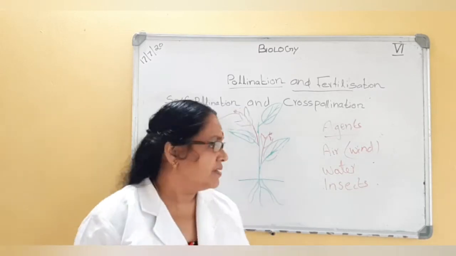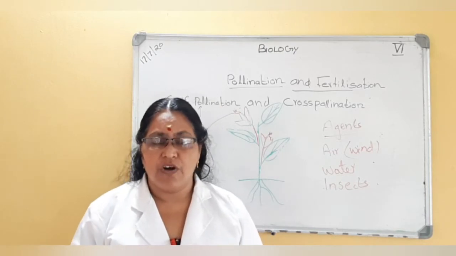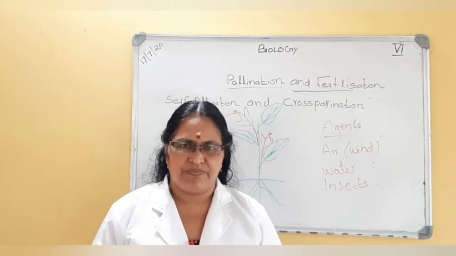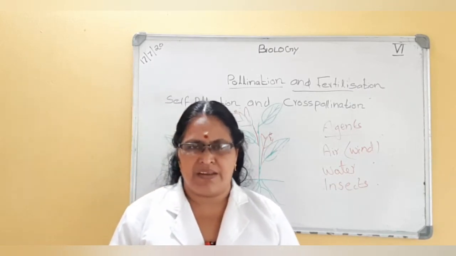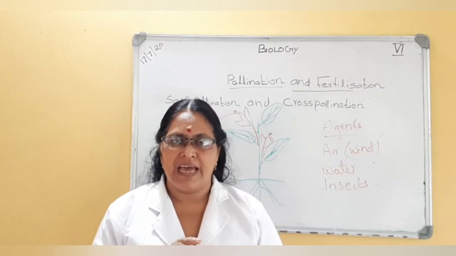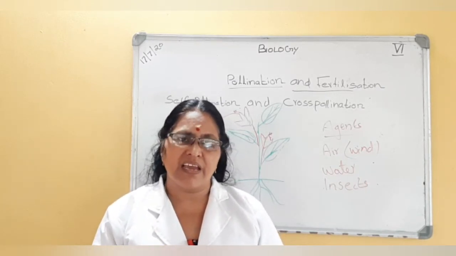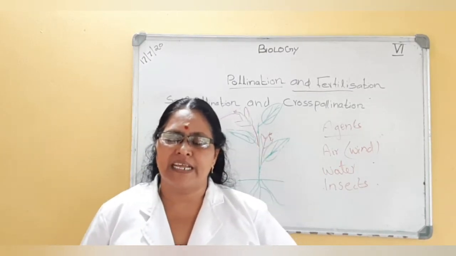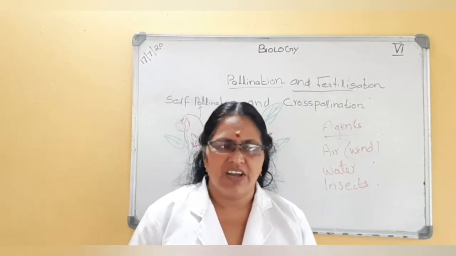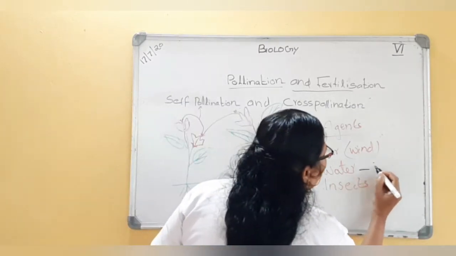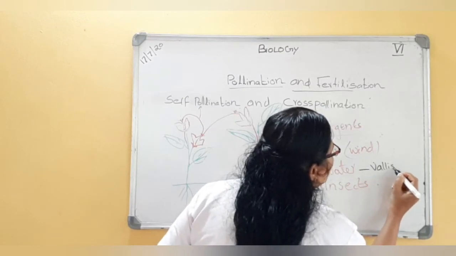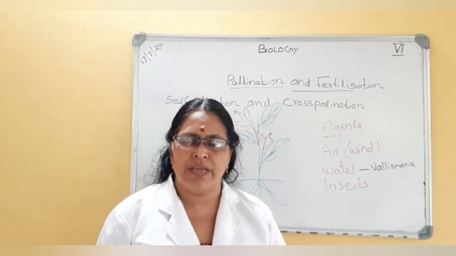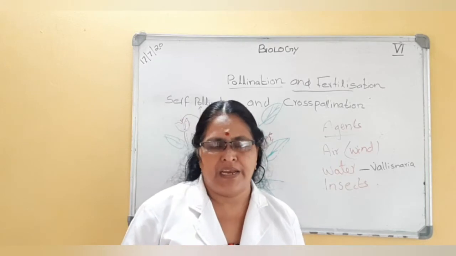The next one is water pollination. Water is an agent of pollination. Pollen grains are carried through the water, especially in aquatic plants, water plants. Like there is a water plant, a grass-like water plant called Vallisneria. In Vallisneria, the pollination takes place with the help of water. Vallisneria, water pollinating plant. You are hearing this first time, I think. Vallisneria means it is a grass-like plant growing in water. It is an aquatic plant.